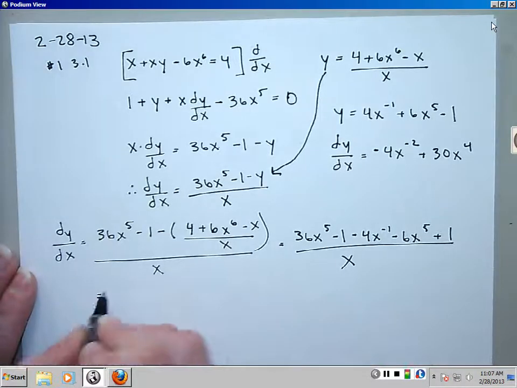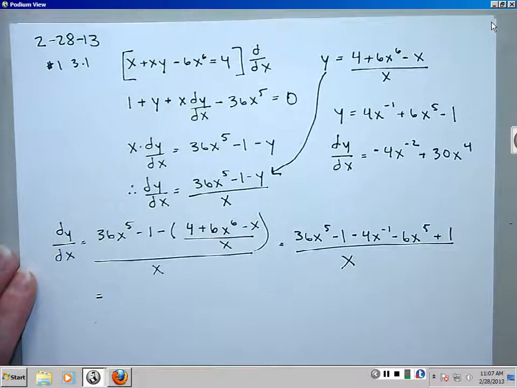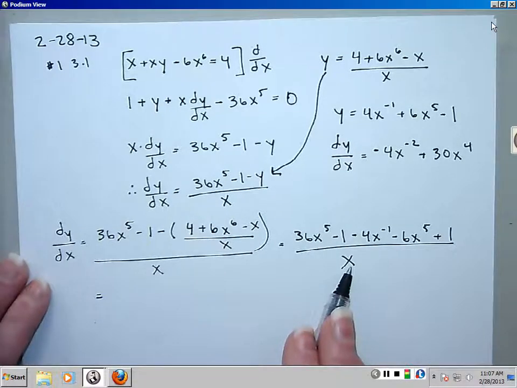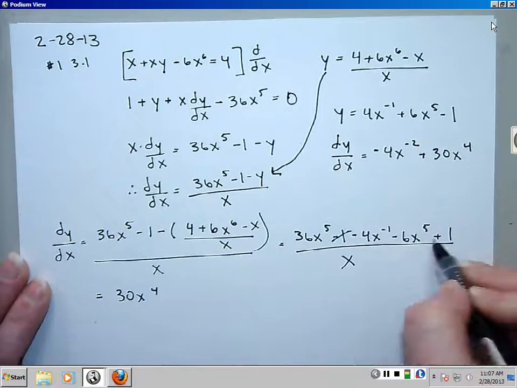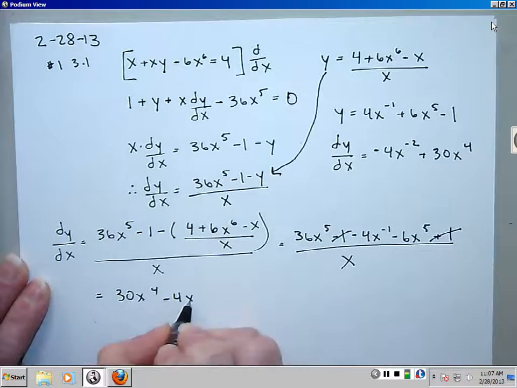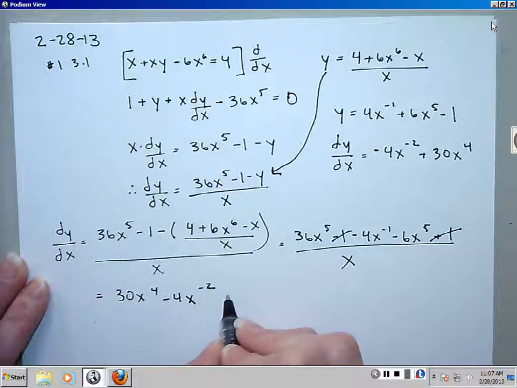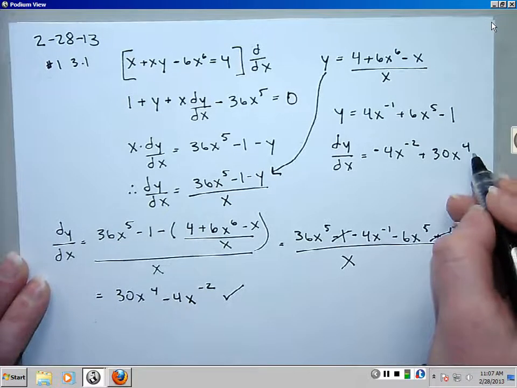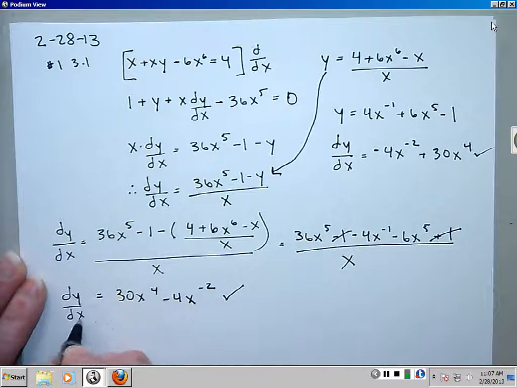So cleaning it up a little more, I have 36x to the 5th minus x to the 5th over x. So it would be 30x to the 4th. The minus 1 and the plus 1 cancel, and then I have minus 4x to the minus 2nd. Which equals what my original function, right? dy over dx.